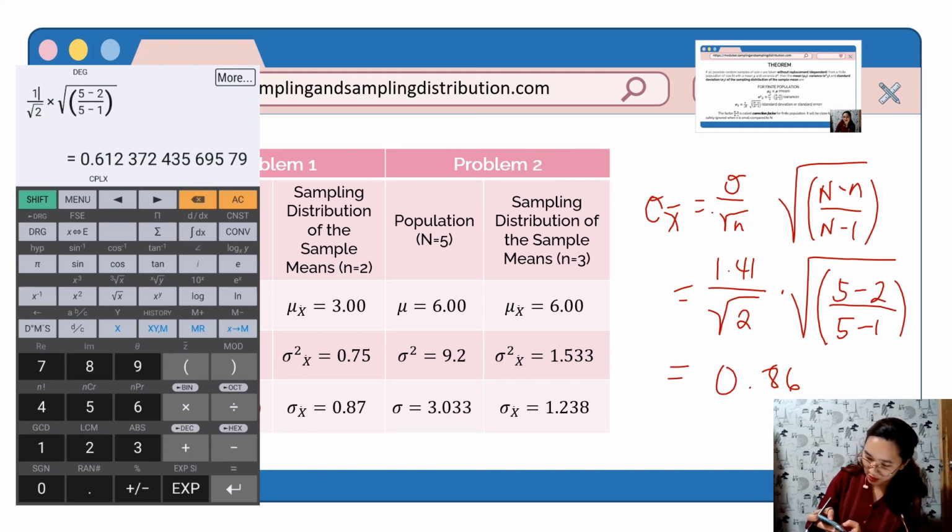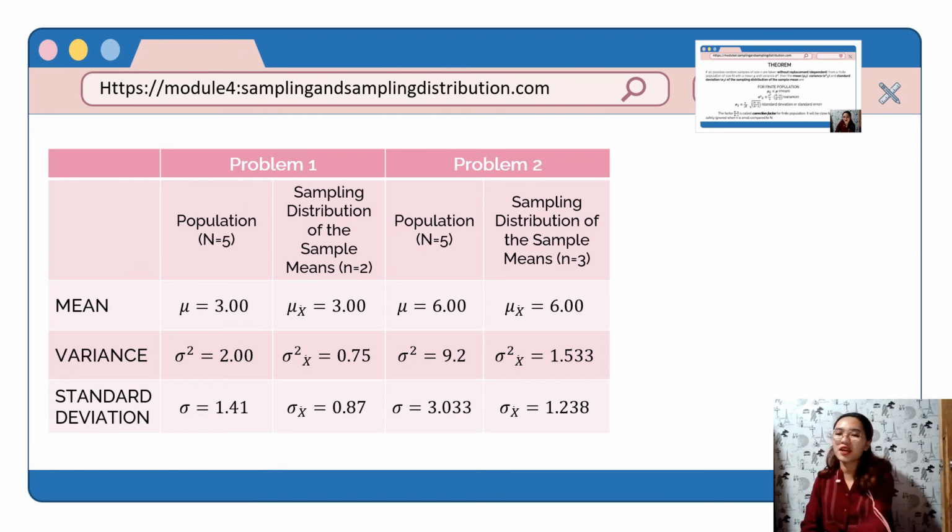Tingnan natin kung same ang lalabas. Square root of 2. Ayan. O, diba? 0.86 which is 0.866 which is 0.87. Ayan. Yan. Ganun din. So, problem 2, itry nyo na lang. So, hindi na masyado mahaba. Ayan. So, next tayo.